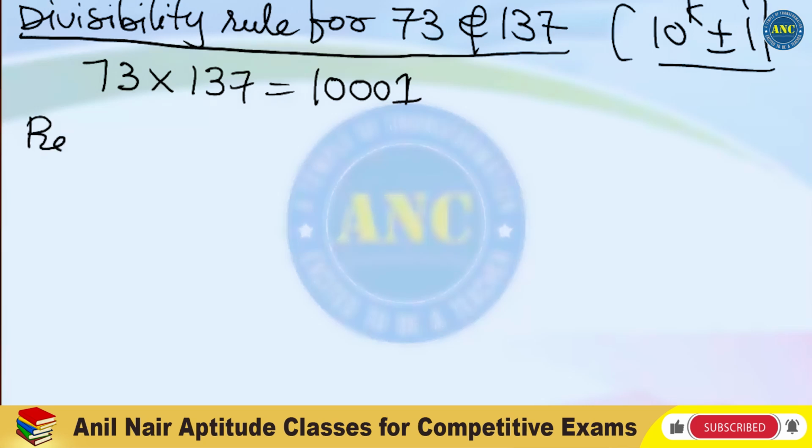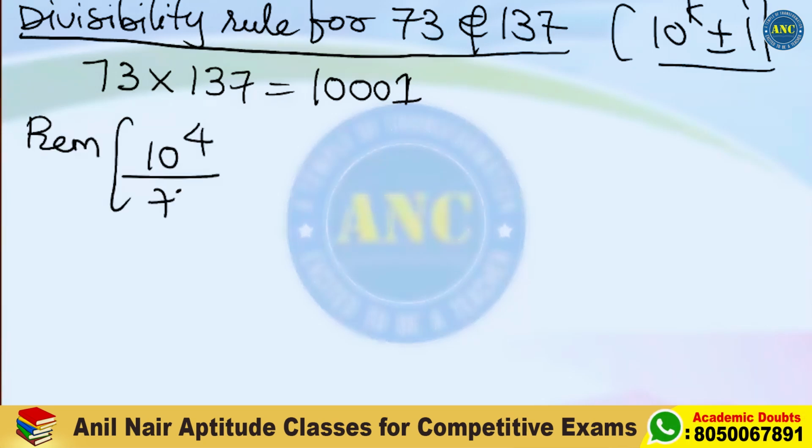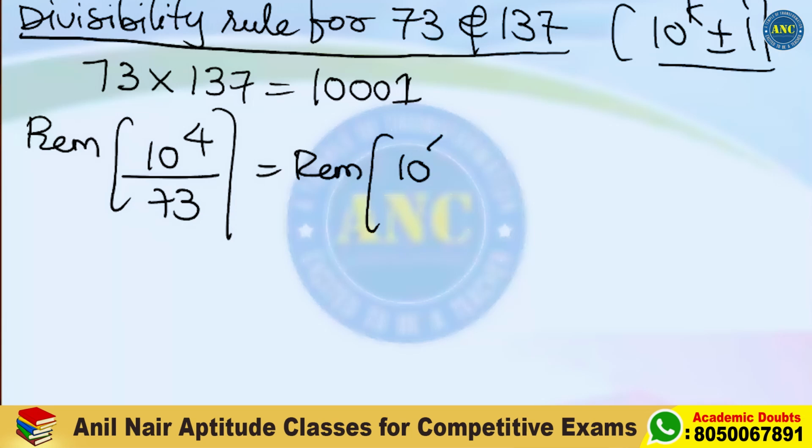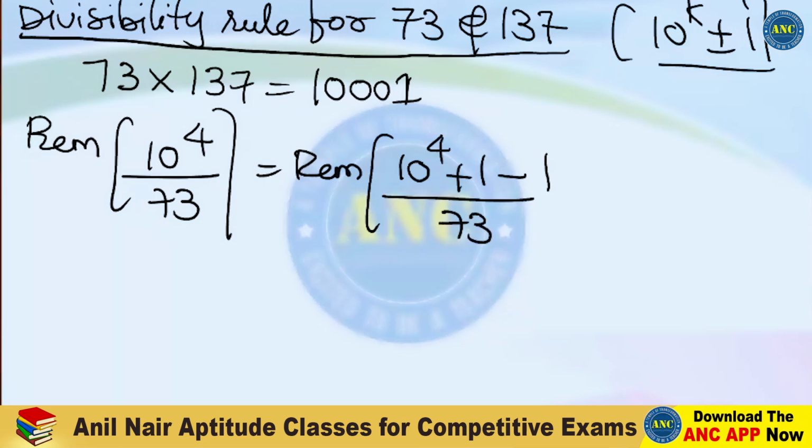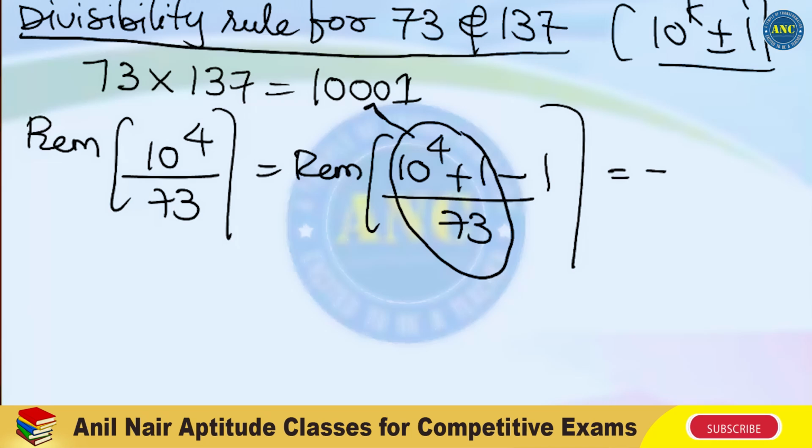That means 10 power 4 divided by 73. This can be written as 10 power 4 plus 1 minus 1 divided by 73. 10 power 4 plus 1 is nothing but this number, so what is remaining? Remaining is minus 1. Are you all with me? 10 power 4 divided by 73 leaves remainder minus 1.